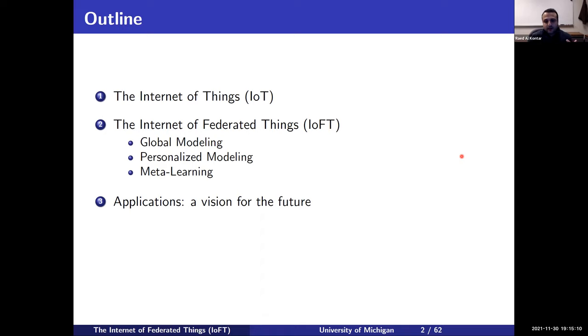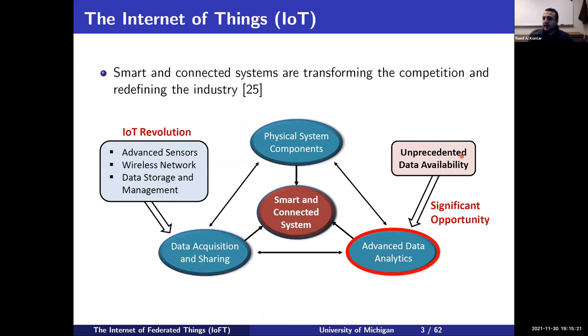And finally, I'll talk about how IoFT will affect multiple applications. This will be a very brief discussion, and I'll point you to the paper for a more in-depth discussion on how different applications, be it manufacturing, business, energy, transportation, and others, will be affected by IoFT through the lens of domain experts. So what is Internet of Things?